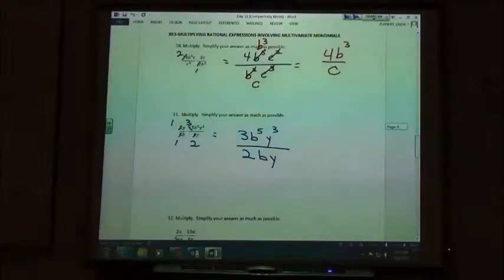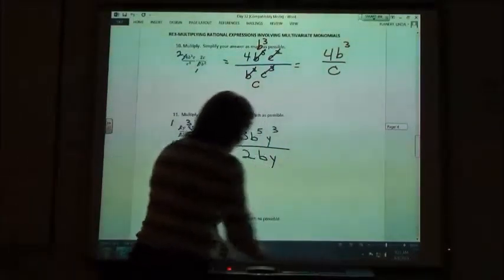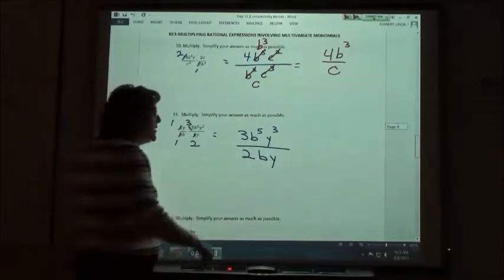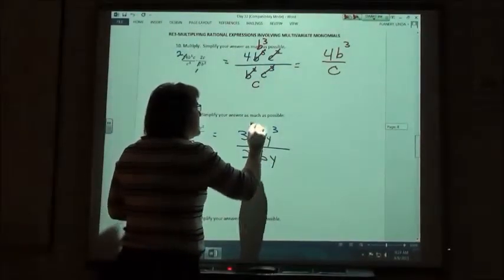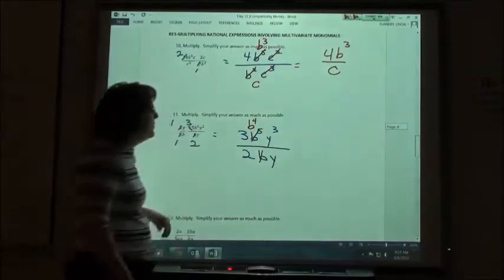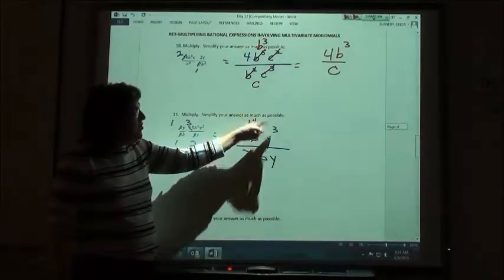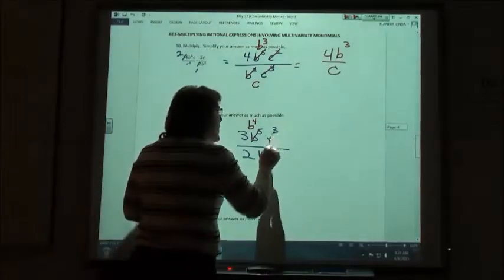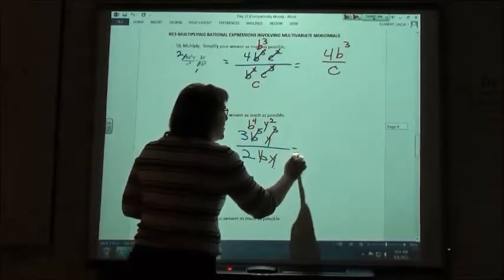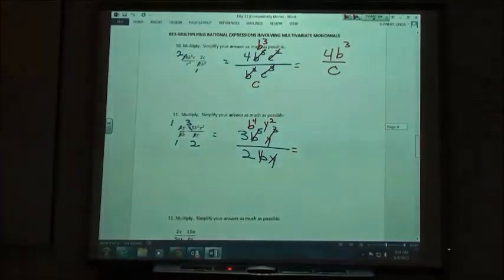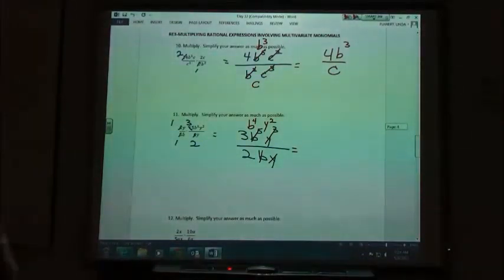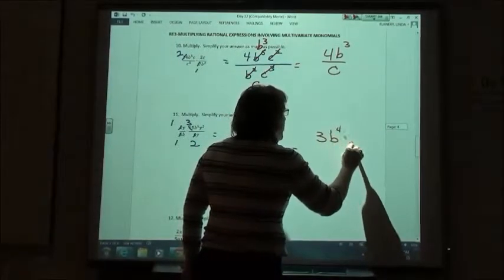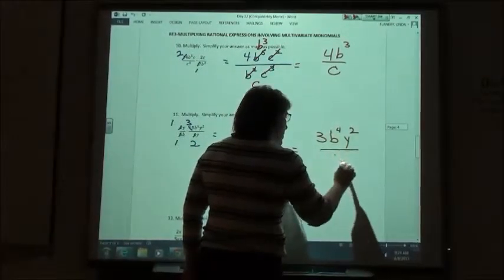Canceling out my variables there. I've got a b to the 5th on the top and a b on the bottom. I can only take off one b, which leaves me a b to the 4th up on top. I've got a y to the 3rd on the top and a plain y on the bottom. Again, I can just take out one of my y's, which leaves me y to the 2nd on top. So my answer there would be 3b to the 4th y squared over 2.